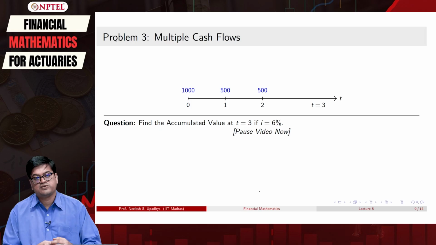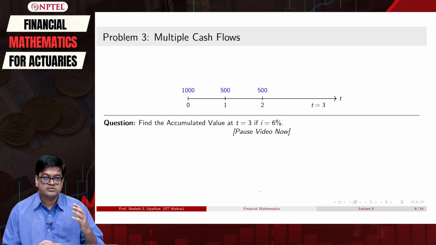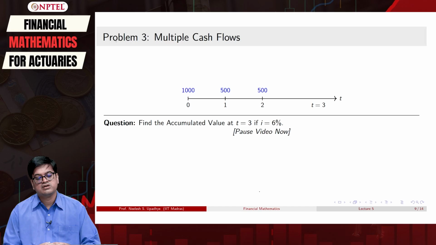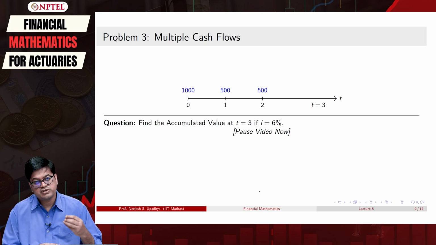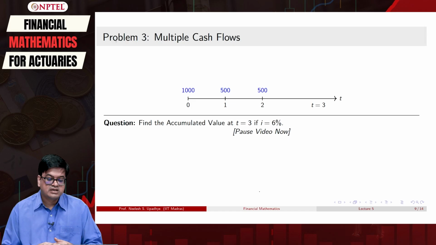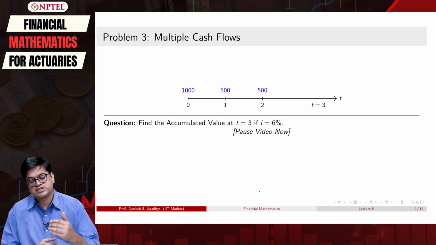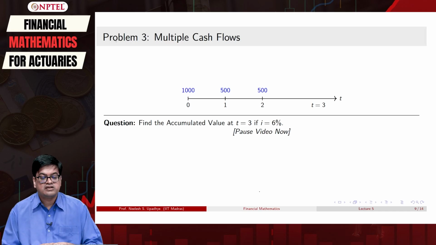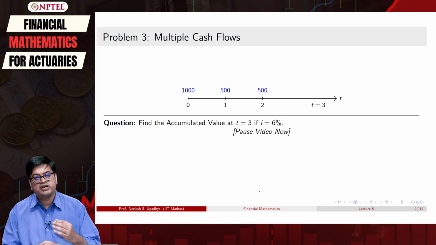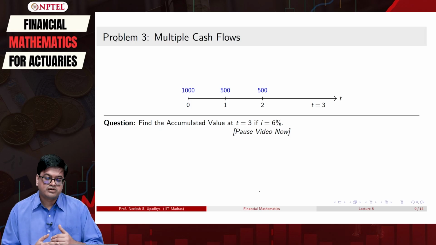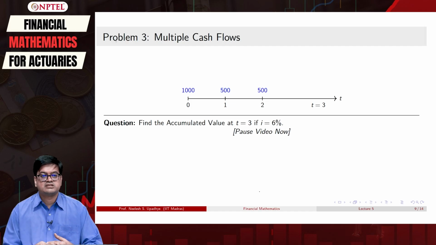There are three cash flows in this. At time point 0, you started with $1000 in your account. At time point 1, you received a payment of $500. At time point 2, you received a payment of $500. Wherever you are keeping this money, the interest is given at the rate of 6%. You are interested in finding the accumulated value at time point t equal to 3. Pause this video, attempt to solve this problem, and once you have attempted and verified your answer, please resume the video. We will walk through the solution.